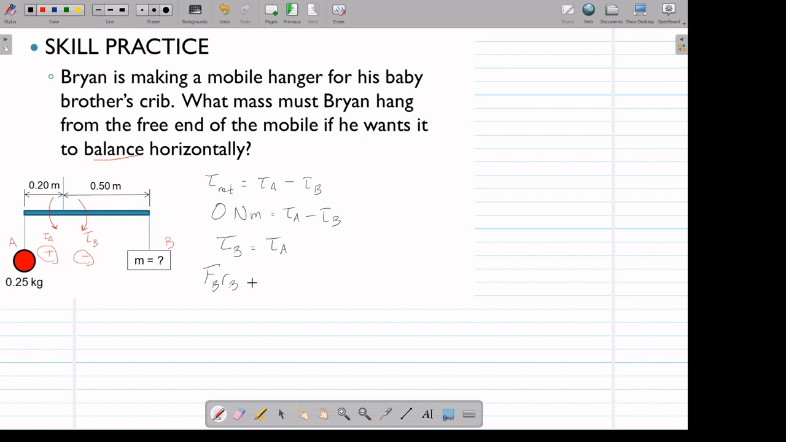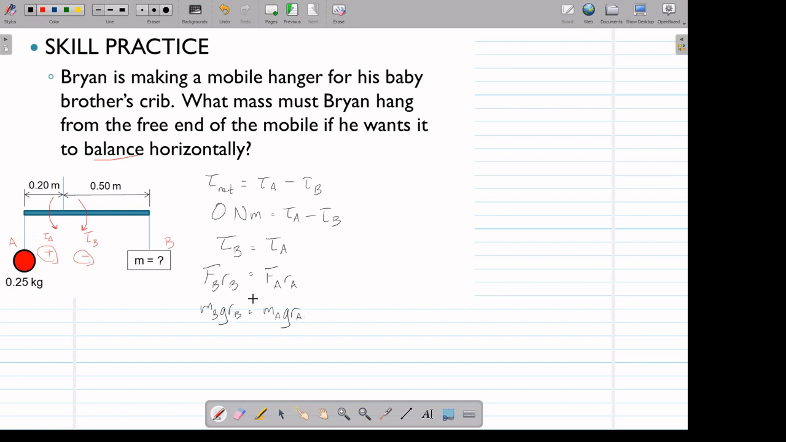And we could put in sine theta B, but again, if this is balancing horizontally and this mass is pulling straight down, then the angle here is perpendicular, which means that theta is 90 degrees, sine of 90 degrees is 1, so we can just leave it out. Is equal to force A multiplied by radius A. The force B will be equal to the mass of B multiplied by gravity. So we can say mB times G times RB. And the force of A is going to be equal to the weight of A, which is the mass of A times gravity. So MA times G times RA.